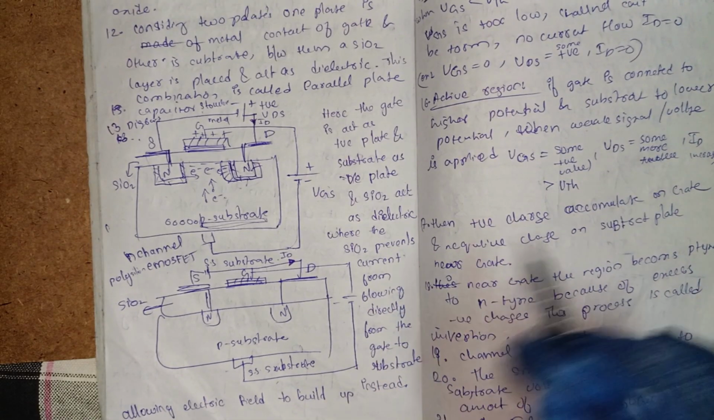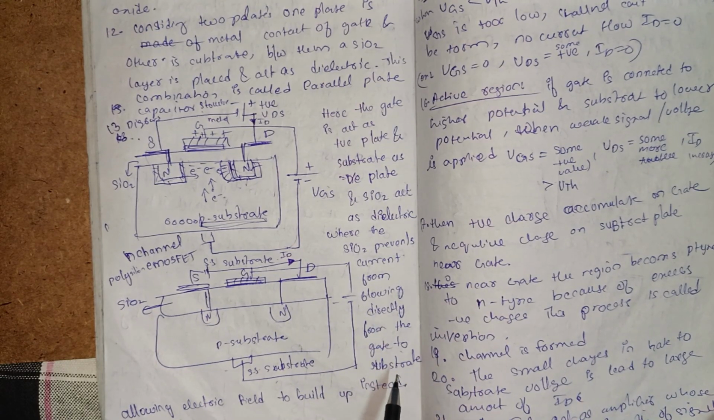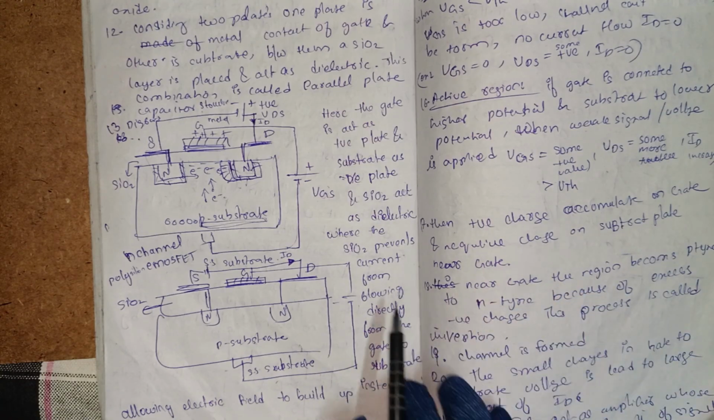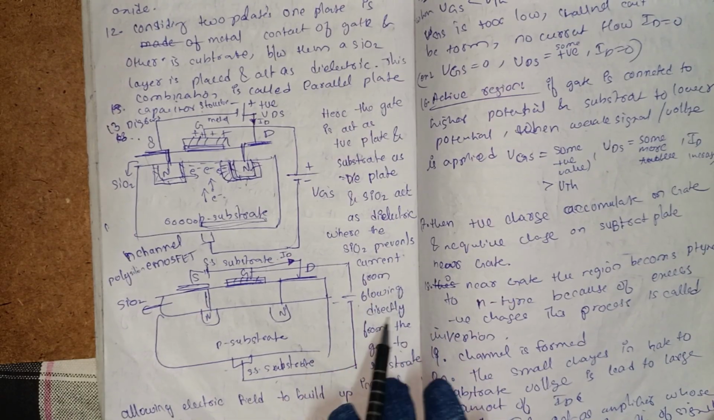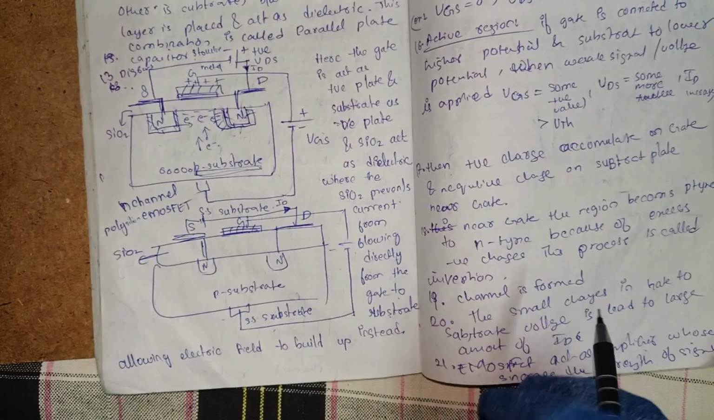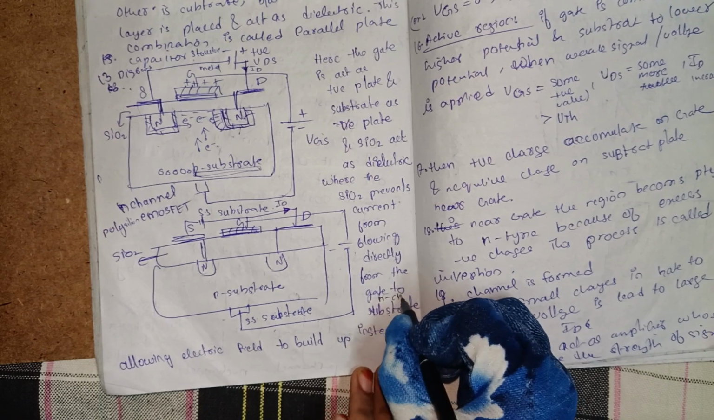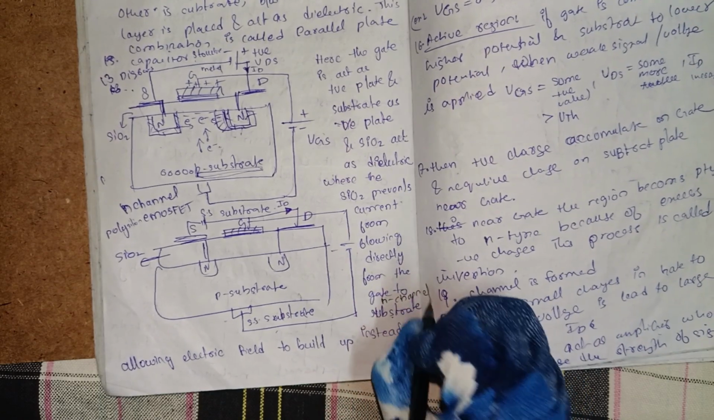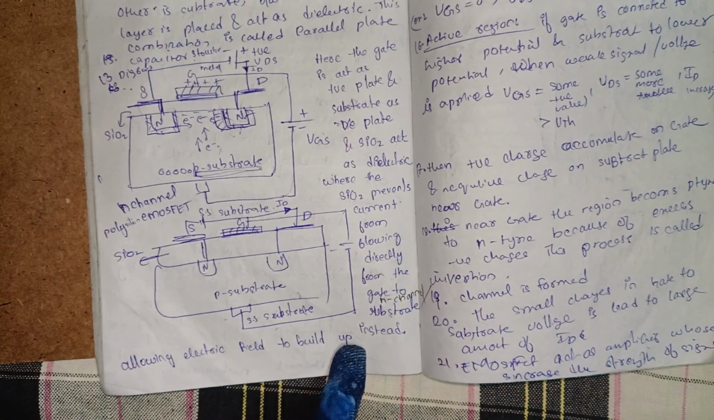So this point is for the E-MOSFET. If we convert it to the D-MOSFET, then we get: the silicon dioxide prevents current from flowing directly from the gate to the substrate, and in the substrate place we can write N channel, and allowing an electric field to build up instead.